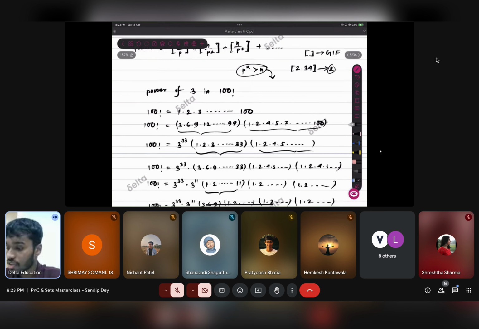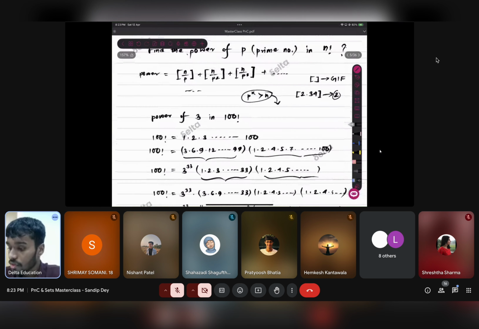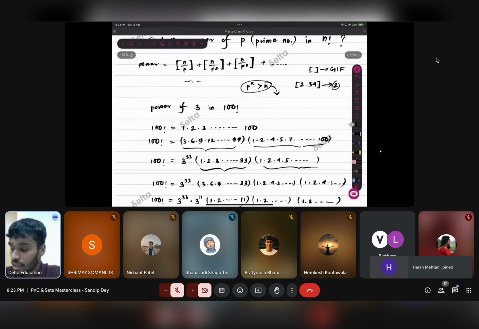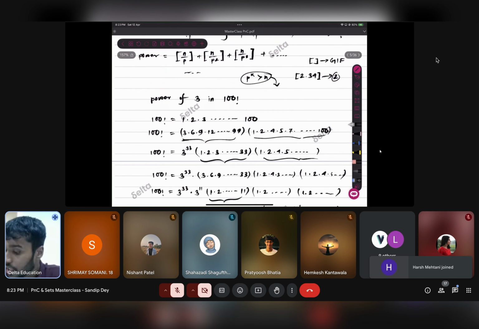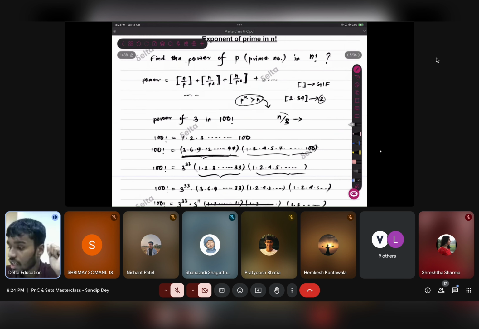Now let's talk about why this formula, right? How are we getting this formula? So first of all, when you have 100 factorial, you are taking all the multiples of 3 at first, right? So how many numbers will be there that are divisible by 3? Can I say that there will be n by 3 numbers which will be divisible by 3? That is, for every 3 numbers, I will get one number that is divisible by 3. Like for 1, 2, 3, I will get one number, right? So if I just divide by 3, I will get how many multiples of 3 are there, right? Is it making sense?